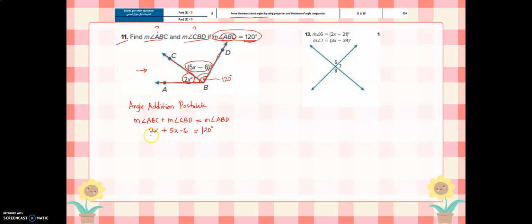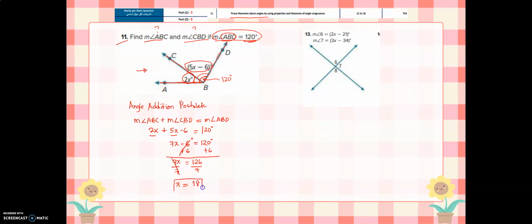Now let us simplify by combining like terms. So 2x plus 5x is equal to 7x minus 6, and this is equal to 120 degrees. By addition property of equality, we have to add 6 to both sides to eliminate the constant. So we are left with 7x, this becomes 0, and 120 plus 6 is equal to 126. And by division property of equality, we divide both sides by 7. So 7 divided by 7 is 1, and we have 1x or x, and this is equal to 18.